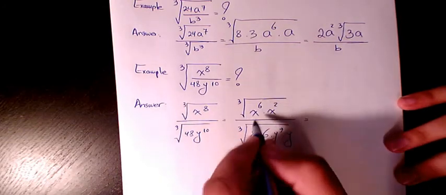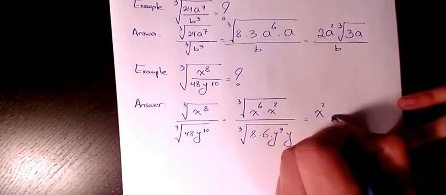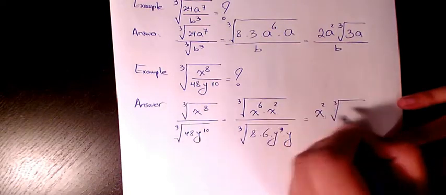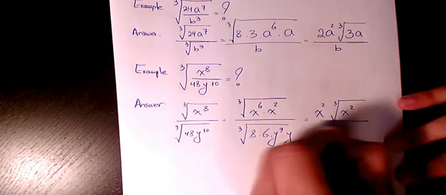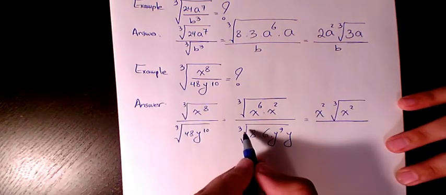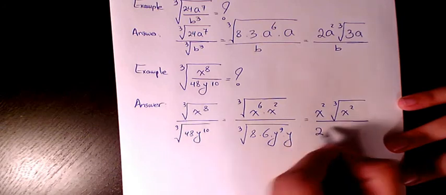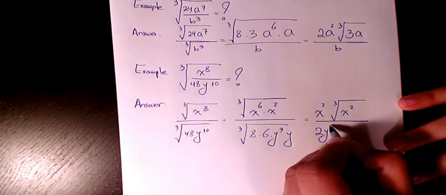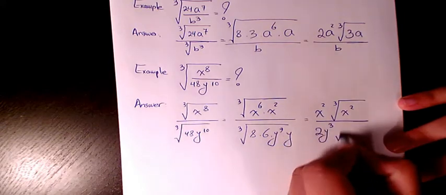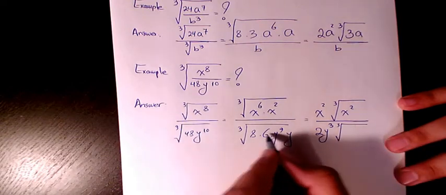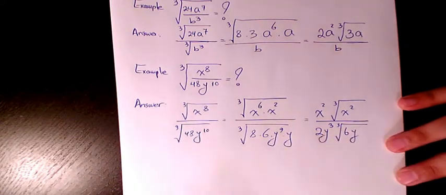The cube root of x to the power of 6 is x squared. And then we will have cube root of x squared. Then, cube root of 8 is 2. Cube root of y to the power of 9 is y to the power of 3. And then we have cube root of 6y.